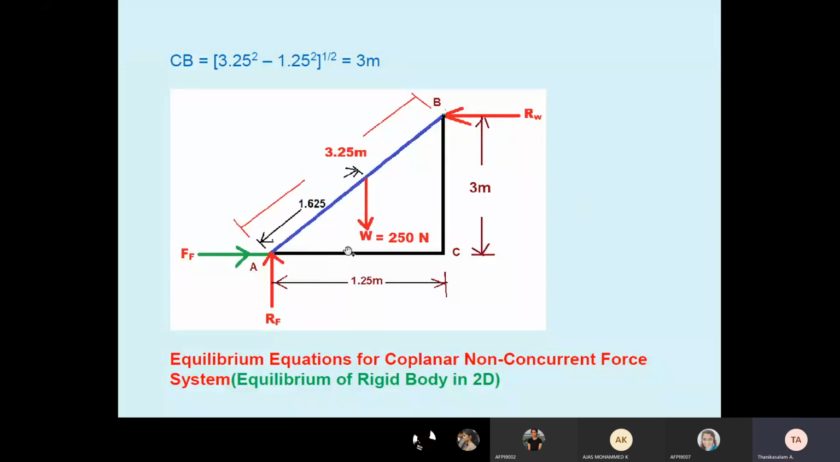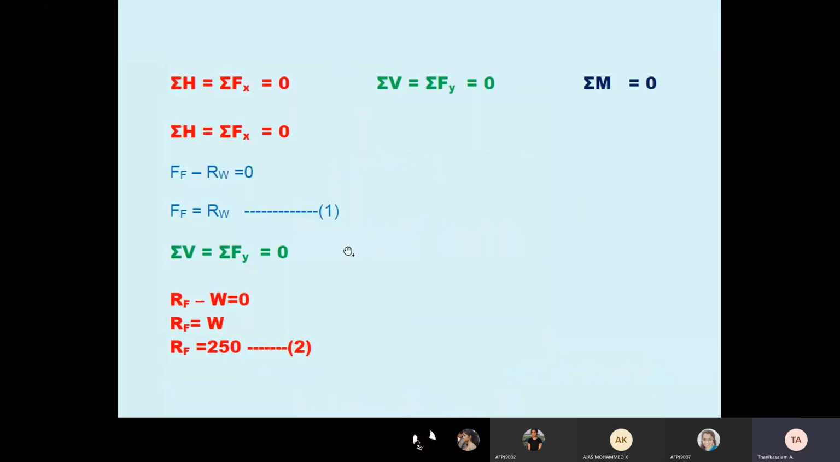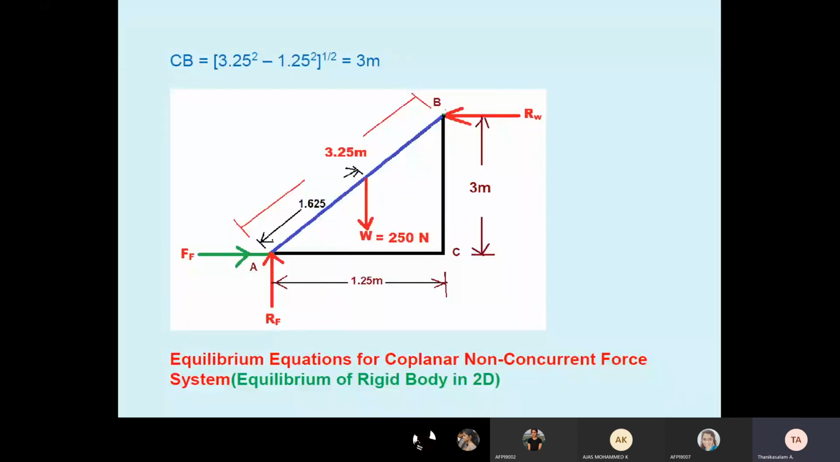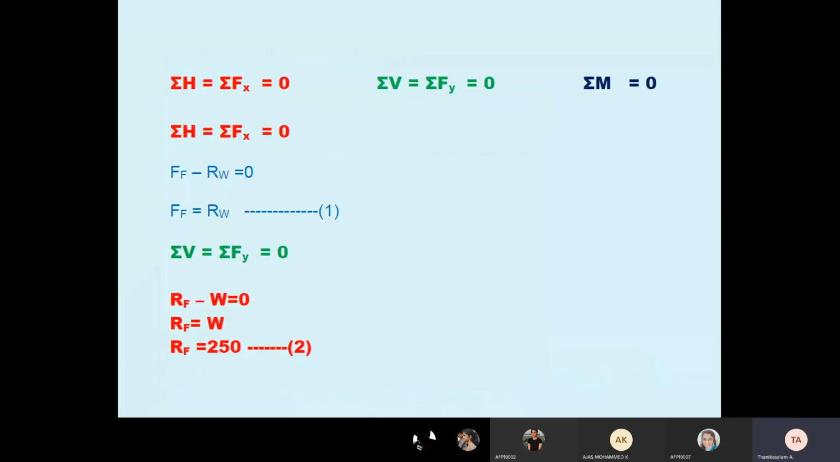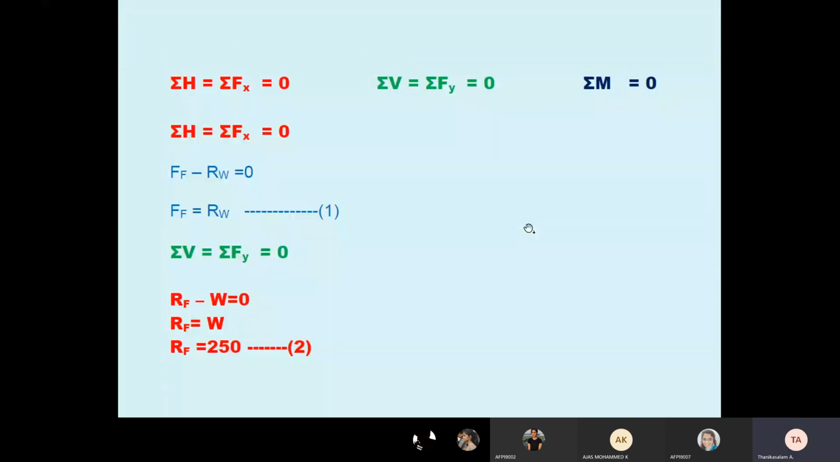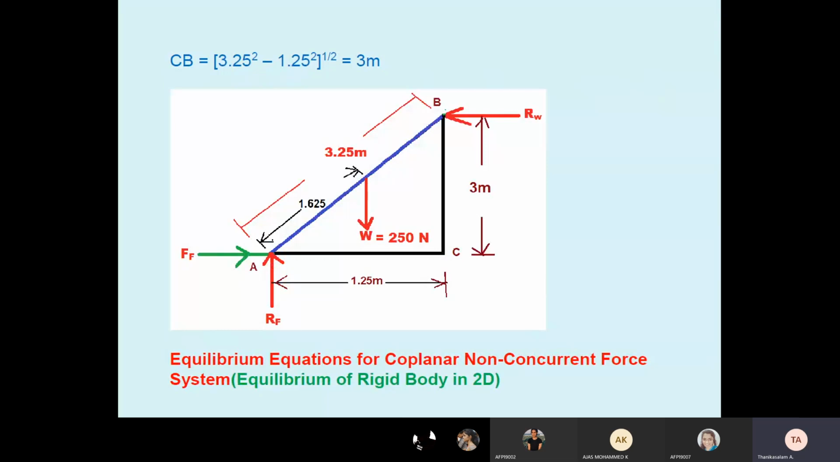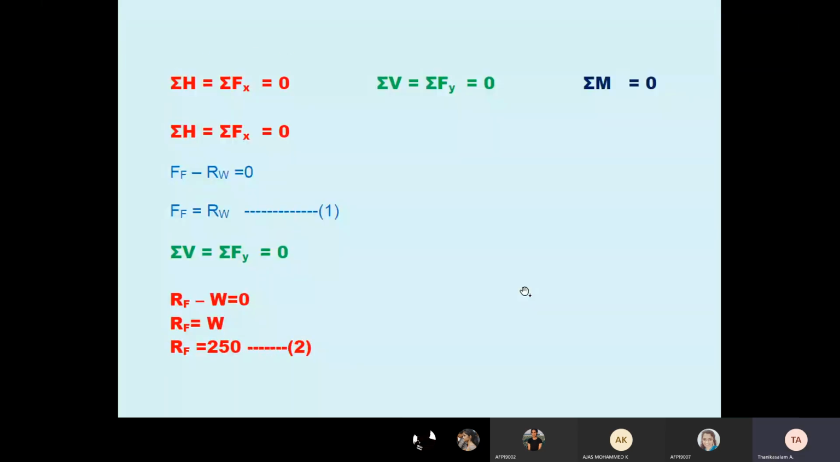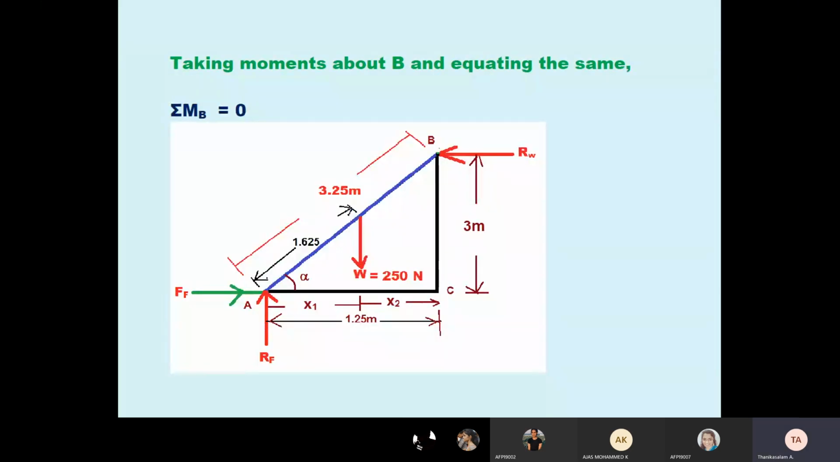Then apply the equilibrium equations. The horizontal forces: FF minus RW equal to 0. Therefore, FF equal to RW. Keep it as equation 1. Now the vertical forces: RF minus W equal to 0. Therefore, RF equal to W, that is 250. Equation 2.